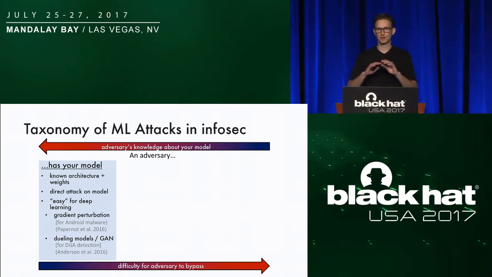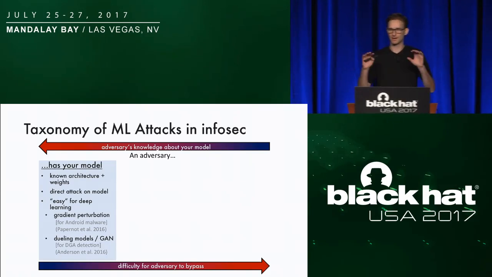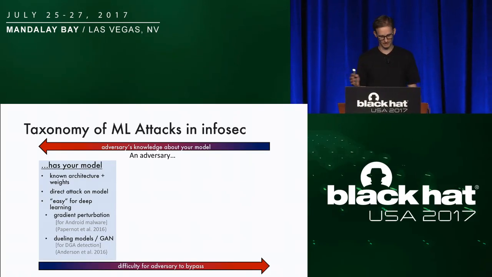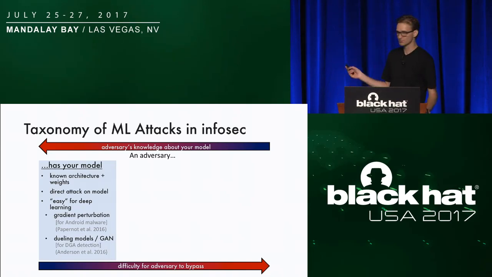But first, let me briefly review the body of work, now not on images, about what's been done for attacking machine learning models in information security. I break this into three buckets, sorted from what's easiest for the attacker all the way to what's the most difficult for the attacker to achieve. In the first bucket, the attacker has full access to your model. He has the source code. He has the model. He knows the weights.